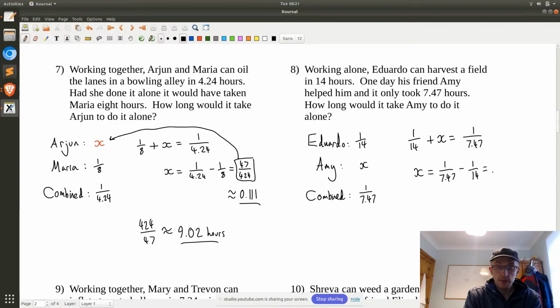Okay. Goodness me. Look at that number. 653 over 10,458. No problem. As a decimal, it's this number here, 0.062. Okay, fine.